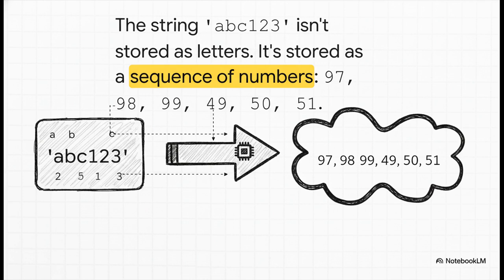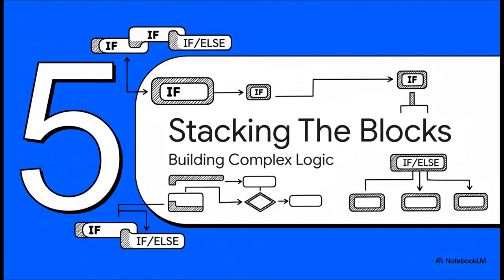And here's the key. Once everything is a number, the computer can compare them just as easily as it compares anything else. It basically turns a word problem into a math problem. That's the whole trick. All right, so we've got our basic building blocks, right? The if and the if-else. They're like our fundamental Lego bricks.